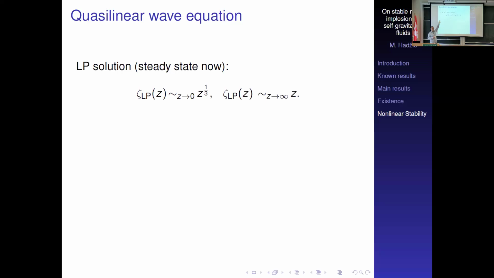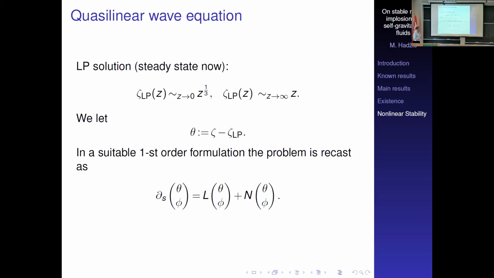it looks like z to the 1/3. The 1/3 reflects the value of the velocity at the origin. And on approach to infinity, it looks like z. So now you perturb around this thing. You consider some sort of perturbation. And when you spend some time thinking about it, you arrive at a suitable first order formulation, okay? Which abstractly is written like linear plus nonlinear bit.